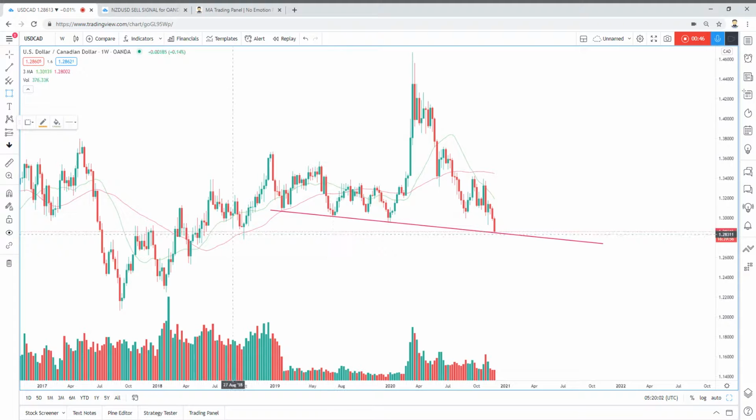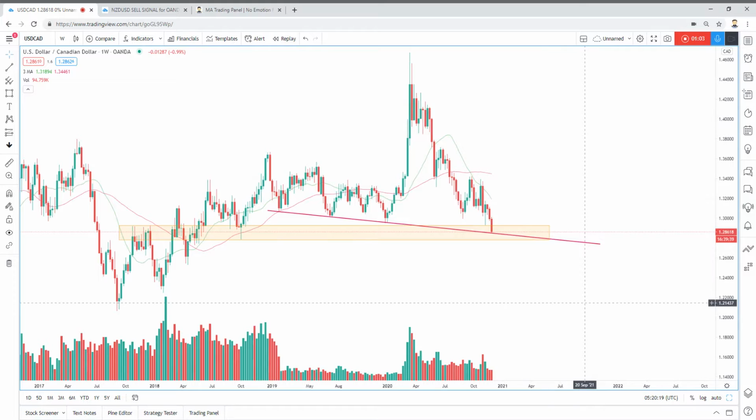And second thing we can notice is here we have this strong horizontal support, and price is also in it. Okay, so basically on the weekly chart we can see that USD CAD is on good support, and there is a potential of maybe a short term reversal right now from here.